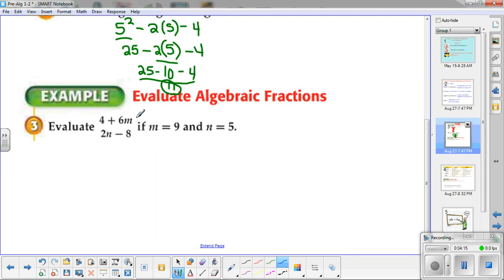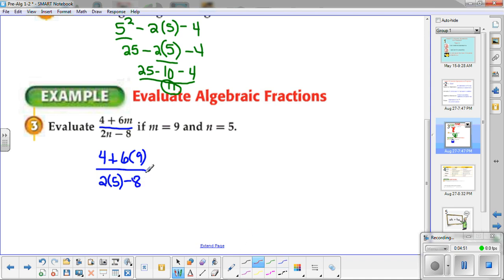In example 3, it's supposed to have a division sign there. The fraction bar also means to divide. So I'm going to just rewrite this problem as 4 plus 6 times m, and m has a value of 9, over 2n, so 2 times 5, minus 8.